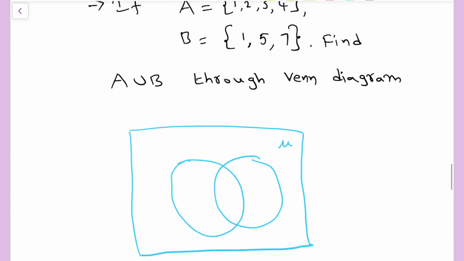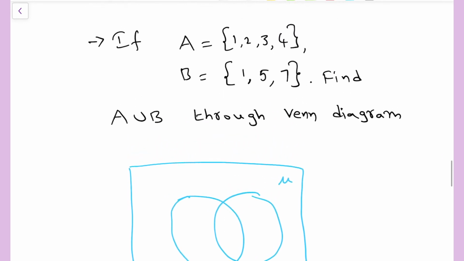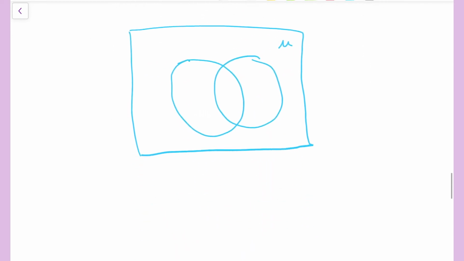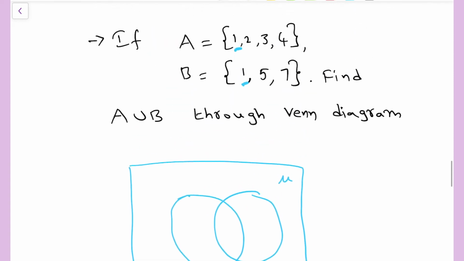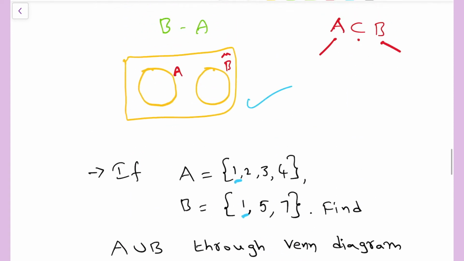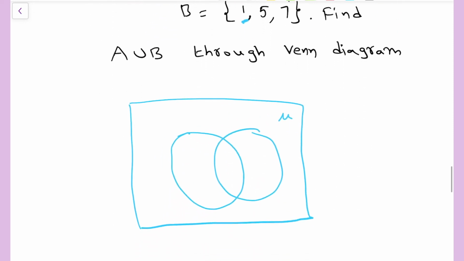So first you need to check one thing clearly. In the given sets, is any common element there or not? Here 1 is the common element, so that is the reason we are touching both the circles with each other. In case not even a single element is common, then we will draw the disjoint sets. Just keep that in mind.